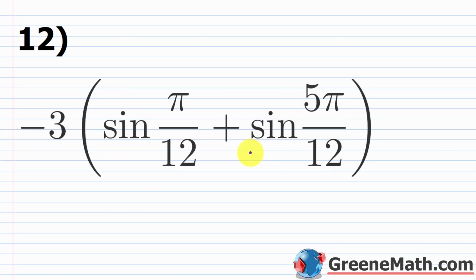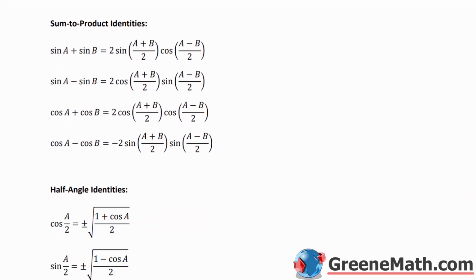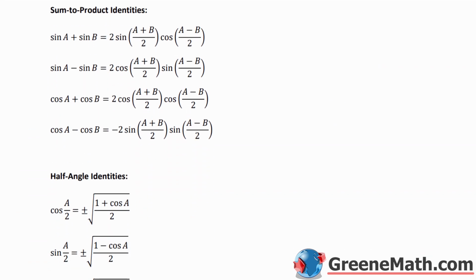All right, let's take a look at problem number 12. So we have negative 3 times the quantity sine of pi over 12 plus the sine of 5 pi over 12. Okay, so let's go back to the little handout. And in this case, what you're going to want is this first guy right here. So sine of A plus sine of B equals 2 times the sine of A plus B over 2 times the cosine of A minus B over 2.